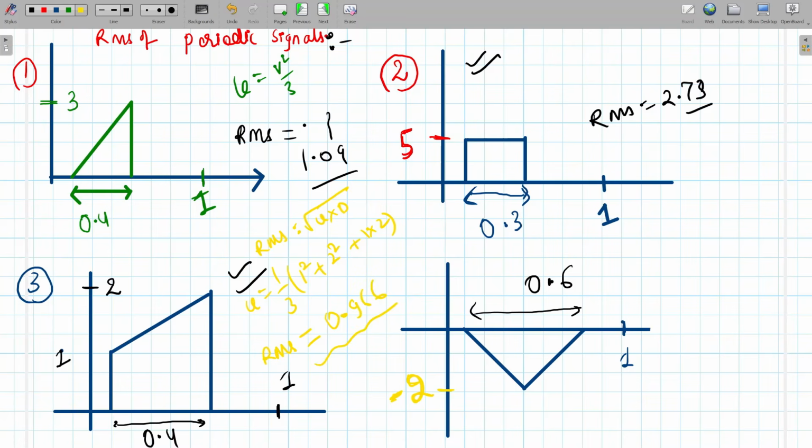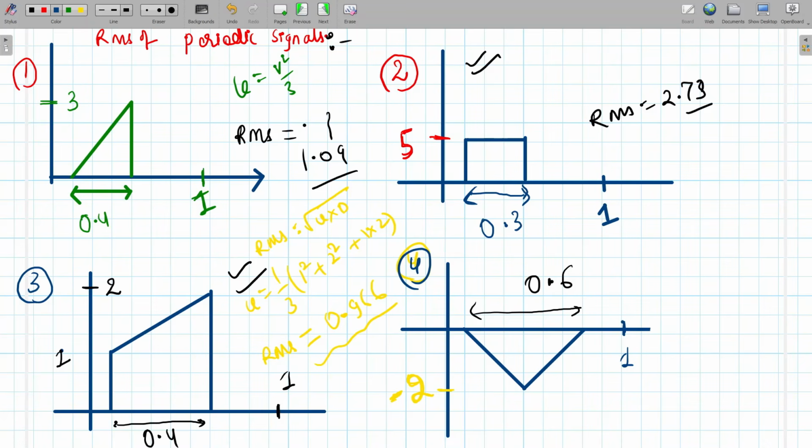Is it clear to all? What is the answer? 0.966. Yes, this final answer will be 0.966. Everyone got the same answer? Now you can try the fourth one. See the fourth, 0.89.